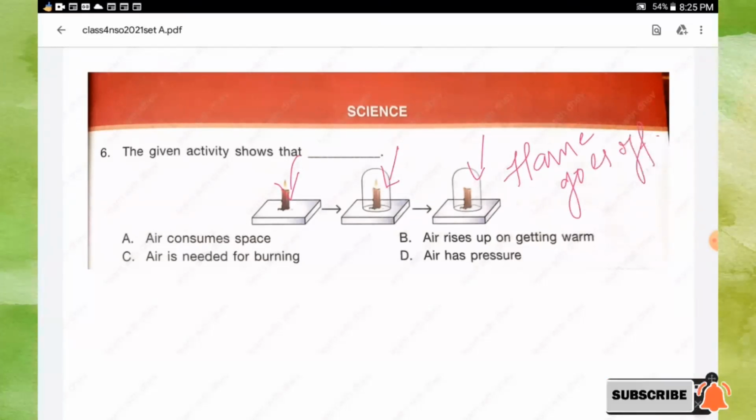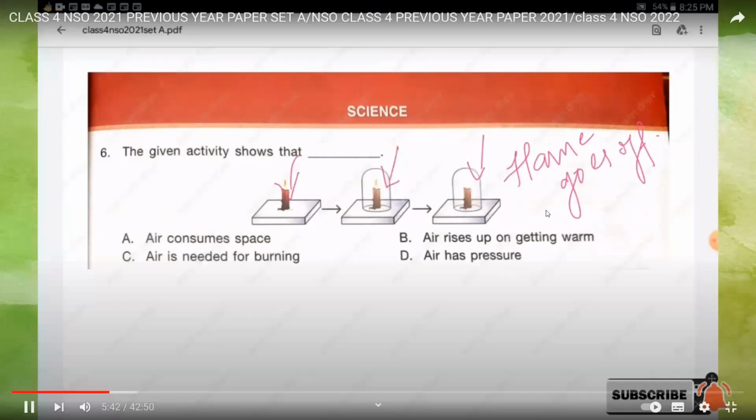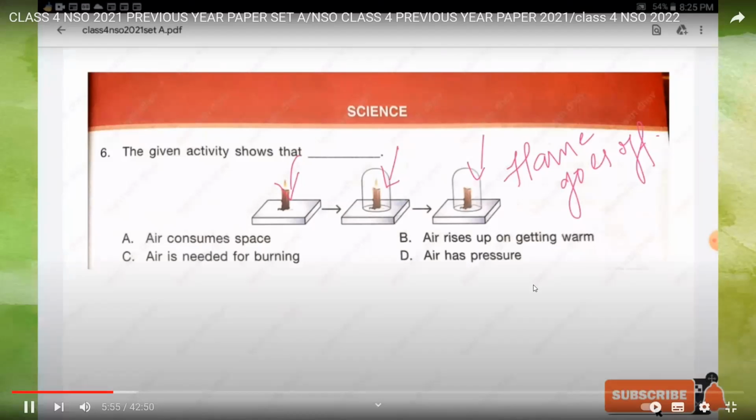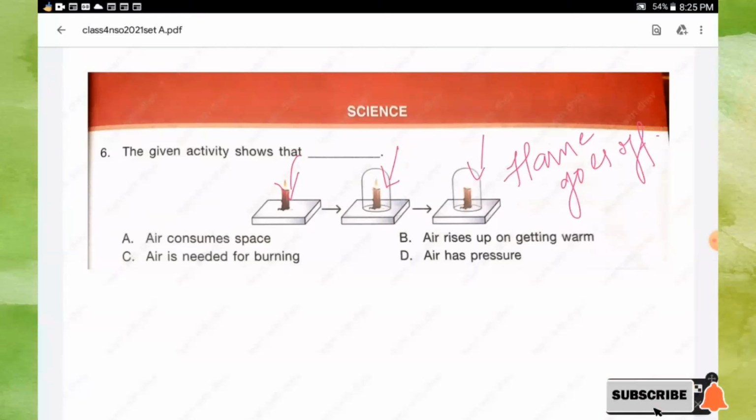So when you're placing an inverted glass jar, at that time the candle is full of oxygen. After some time there will be a lack of oxygen. So when there is no air or no oxygen, what will happen? The burning will stop. That means the flame goes off. So from this activity, you can understand that air or oxygen is needed for burning.